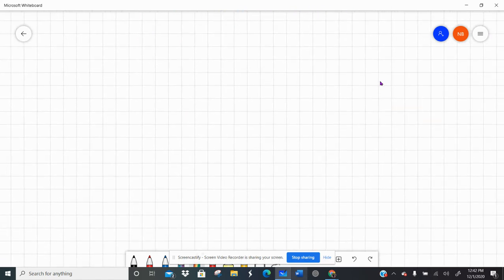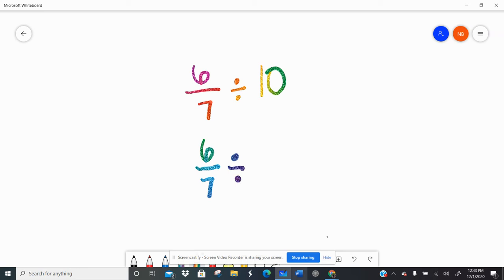Okay, so let's try one that has a whole number. So say I have, I don't know, 6/7 divided by, I don't know, 10. Let's try that. Okay, so I always want a fraction and a fraction. So before I do my keep, change, flip, I'm going to rewrite these as two fractions. 6/7 is a fraction. I'm going to keep division for now, and I'm going to make 10 a fraction. In order to make 10 a fraction, I put a 1 under it. Okay, now I have a fraction and a fraction.